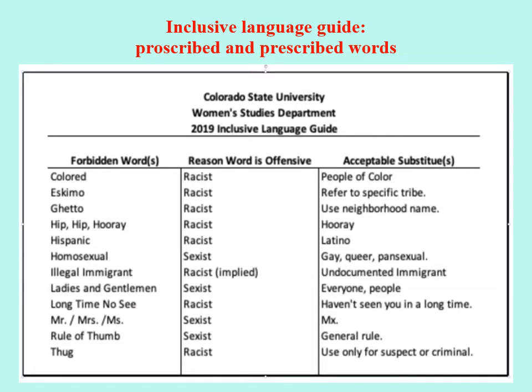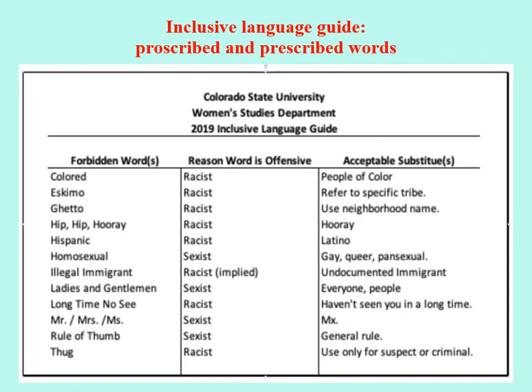Now here is an example of an inclusive language guide. Proscribed or prohibited and prescribed or required words are listed and the reason given. So for example, a word like colored is deemed to be racist, but people of color is okay. Eskimo is supposed to be racist, but you have to refer to the specific tribe and that's okay.